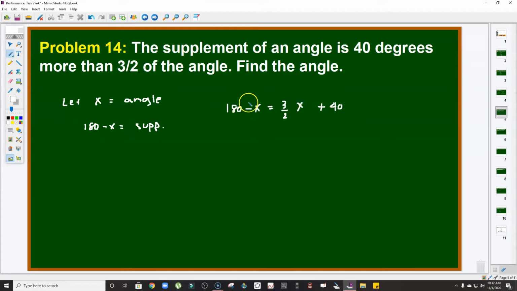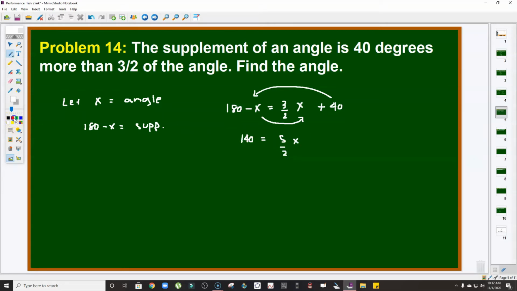To solve for x, I'm going to combine like terms. I'm going to transpose 40 to the left side, so that will be 180 minus 40, which becomes 140. Similarly, I'll transpose the negative x, so that will be 3 halves x plus x, or 5 over 2 x.